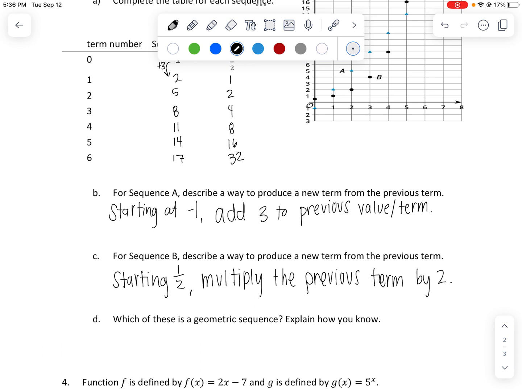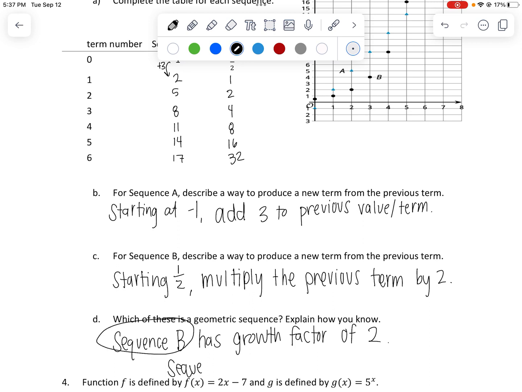And because sequence B is multiplying by something, sequence B has a growth factor of 2. Sequence A has a rate of change, so sequence B is the geometric one. Rate of change goes to arithmetic sequences.